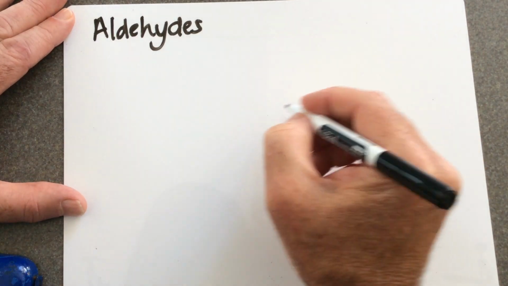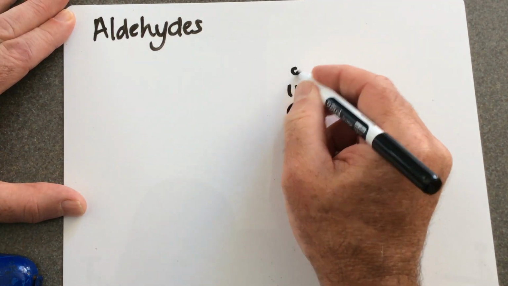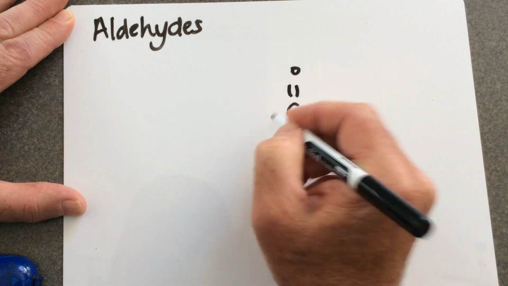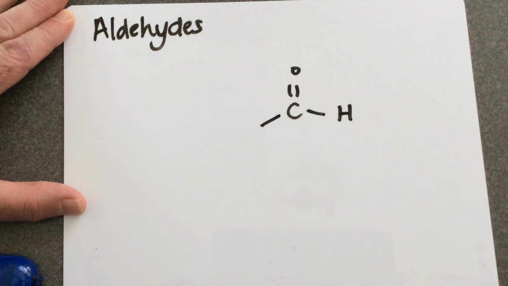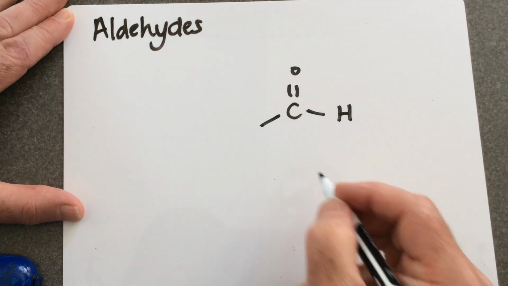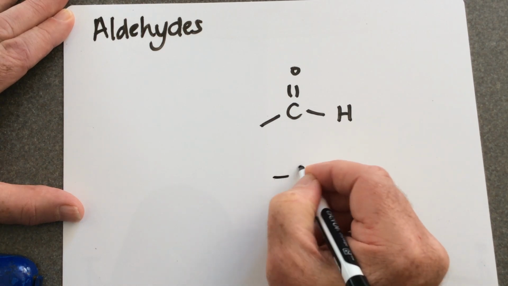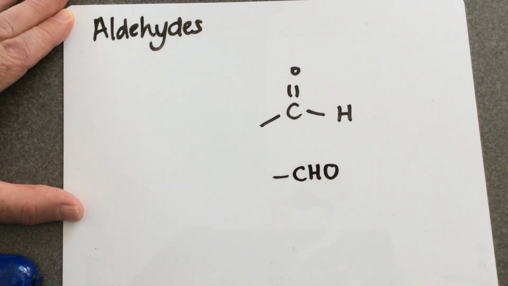In this video, we're going to look at aldehydes and ketones. We're going to begin by looking at the structure and the naming of aldehydes. An aldehyde contains this functional group: a carbon-oxygen double bond joined to a hydrogen. It is sometimes written like this.